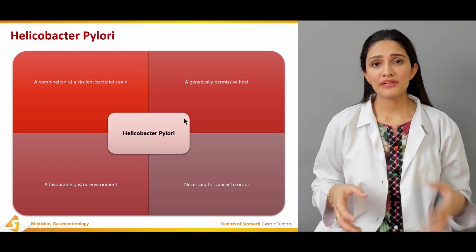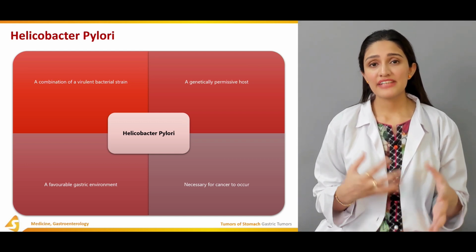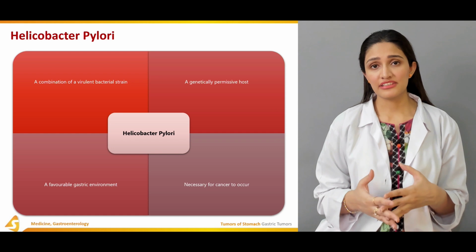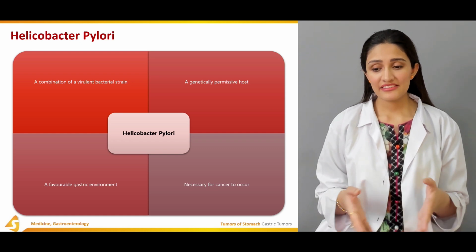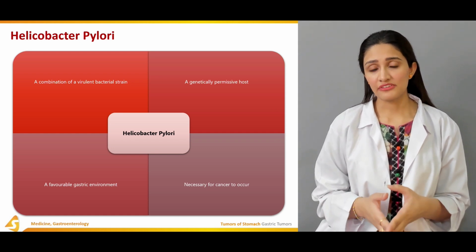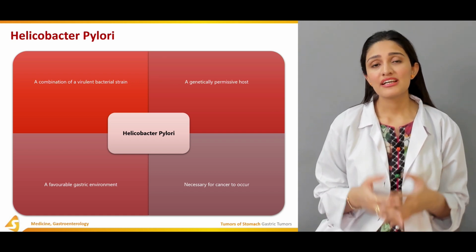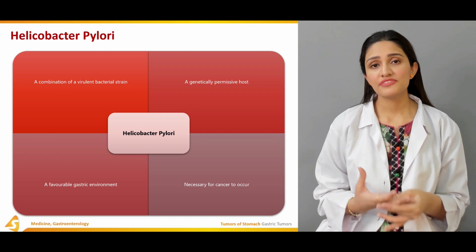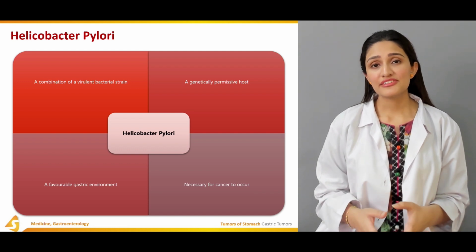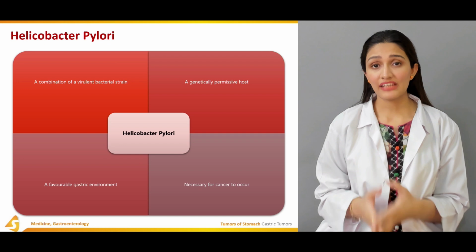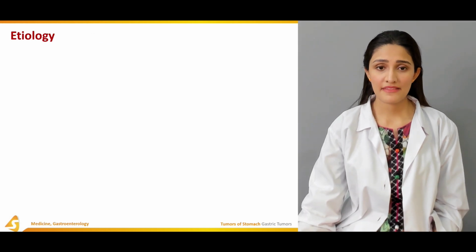So if we take a history of Helicobacter pylori infection in a patient, it can lead to three possible outcomes. First being a simple gastritis that could occur. Second being a duodenal type of phenotype. And thirdly, a gastric ulcer or a gastric cancer type of phenotype.